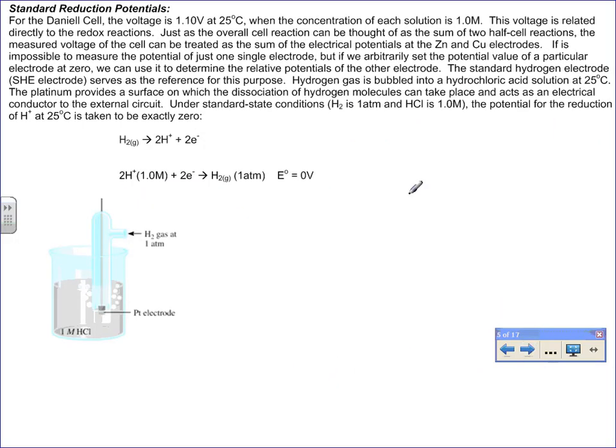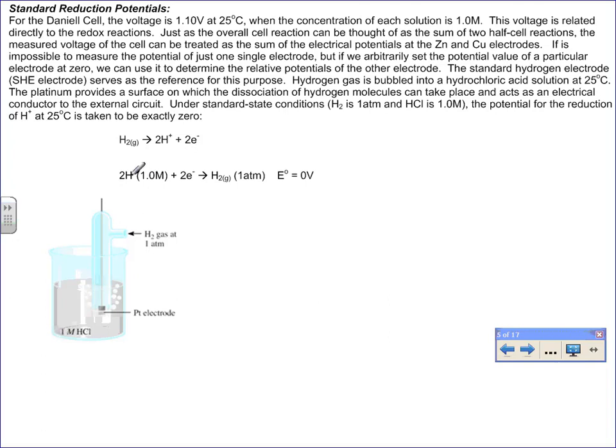Okay. When we do a standard reduction potential, what we are doing is comparing everything's ability to gain electrons to a standard. The standard electrode that we examine is called the SHE electrode, the standard hydrogen electrode. And what we've done is we've assigned this potential to be 0. And we compare everything else relative to this standard hydrogen electrode. So this is the standard hydrogen electrode here.